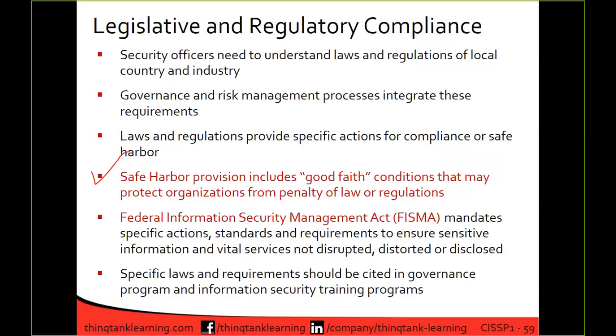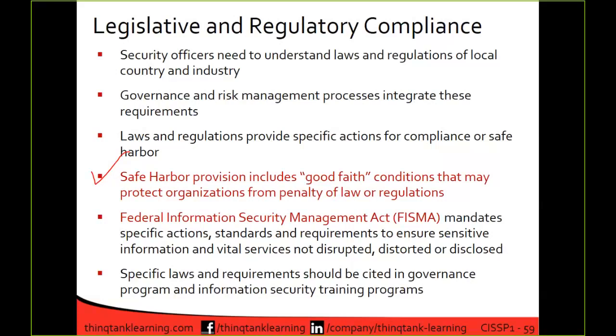Now, in the context of regulation, safe harbor and due diligence kind of actually fall together, right? Due diligence and safe harbor really combined together should result in adequate action, okay?